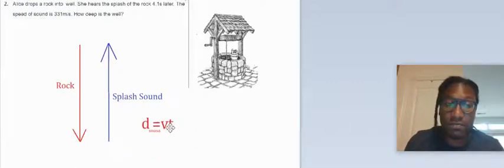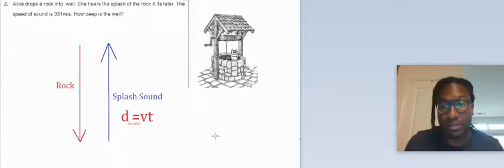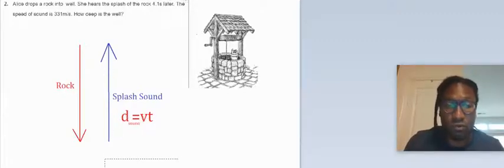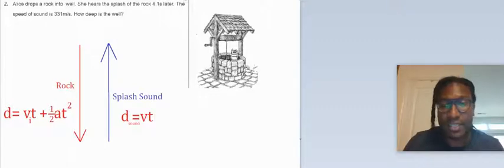So for sound, there goes our formula. We know that this sound wave has to travel upward, however deep the well is, in a certain amount of time. Now the rock, on the other hand, has this formula. And that's because the rock is falling due to gravity. Gravity is causing the rock to fall. These d values are the same because it's the same well. The distance the rock falls will be the same distance the sound wave has to travel back up.